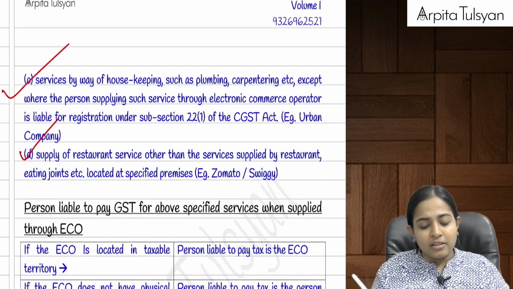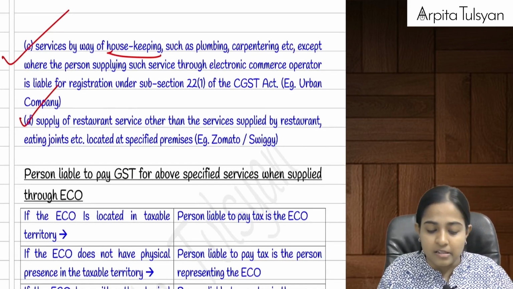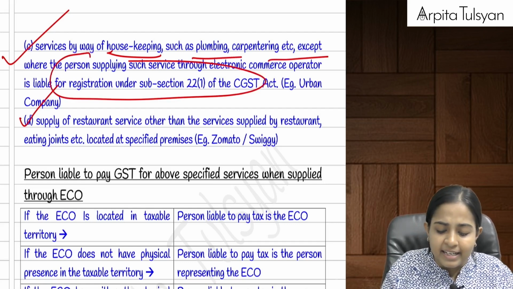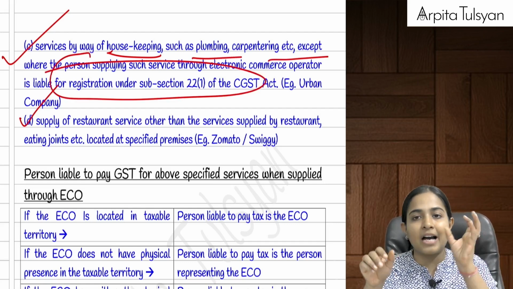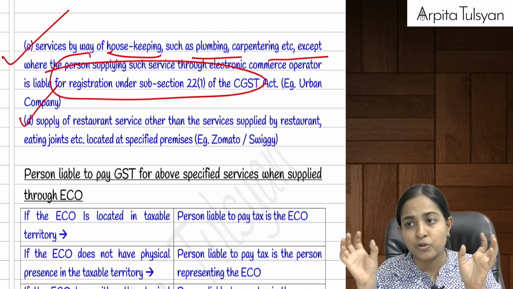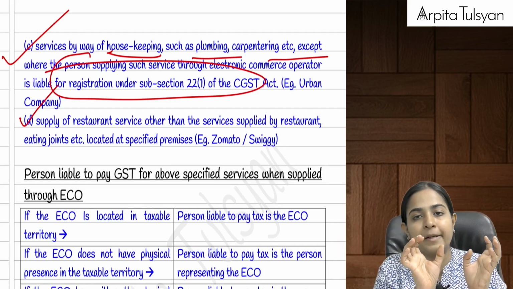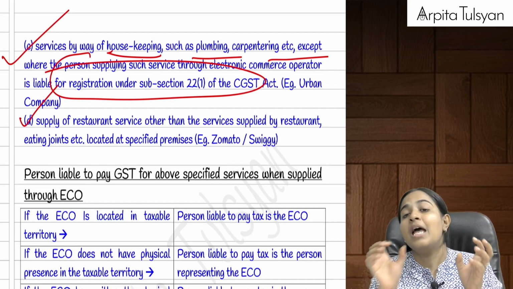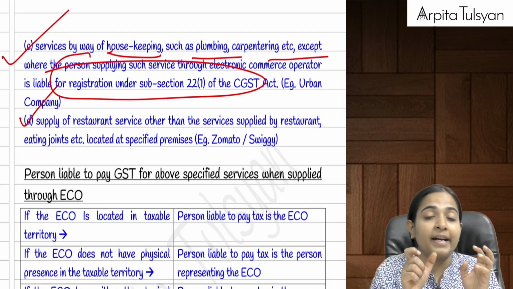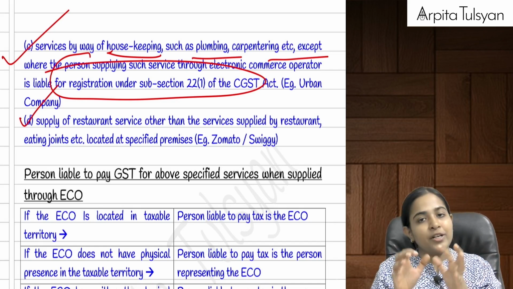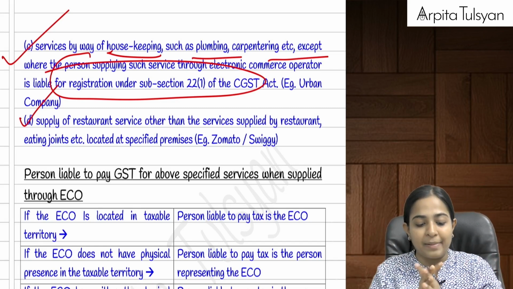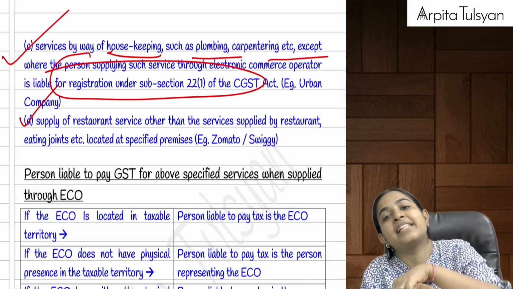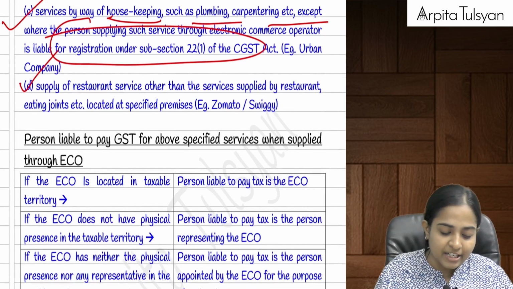Then the next one, third one, this also I just discussed with you, services by way of housekeeping such as plumbing, carpentering, etc., where it itself is required to get registered. Let's say a carpenter is providing services at my house, but I called him through Urban Company. So can we say the actual service provider is the carpenter, service recipient is me, but the e-commerce operator will be that Urban Company. So here the concept of e-commerce operator will be applicable, but the concept will not be applicable when the carpenter himself is liable to get himself registered under section number 22.